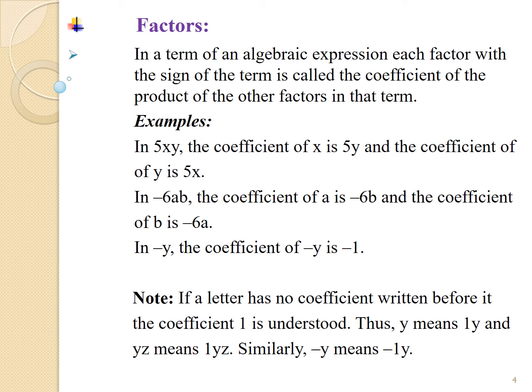Students, you have to remember that each term of an algebraic expression consists of a product of constants and variables. A constant factor is called a numerical factor, while a variable factor is known as a literal factor. For example, the factors of 8x are 8 and x, where 8 is a numerical factor of 8x and x is a variable factor of 8x.